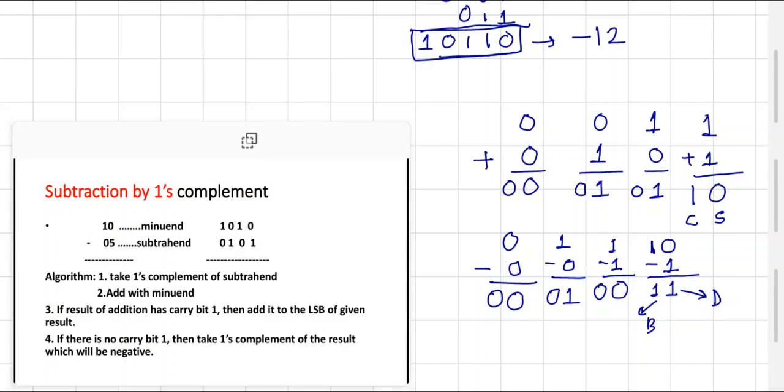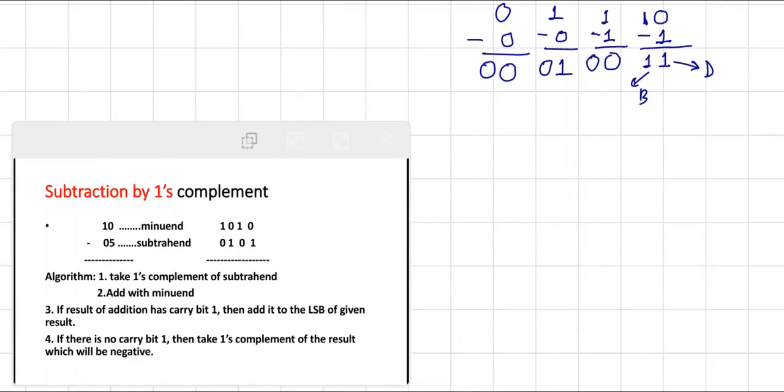Similarly, subtraction by the 1's complement method. Here we saw normal binary subtraction. Now, instead of doing subtraction the normal way, we use the 1's complement form of the number to be subtracted and then perform the addition. Let us consider 10 minus 5, you know the answer is 5. In binary form, 10 can be written as 1 0 1 0 and 5 as 0 1 0 1. If we subtract, we get answer 5, as we already saw.